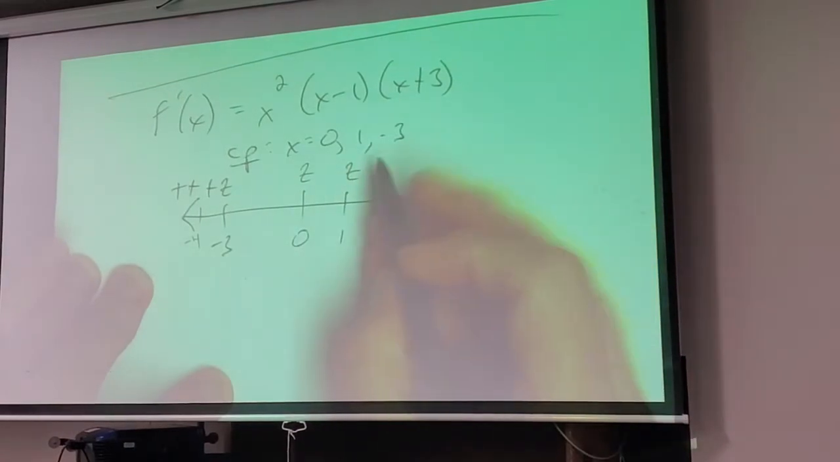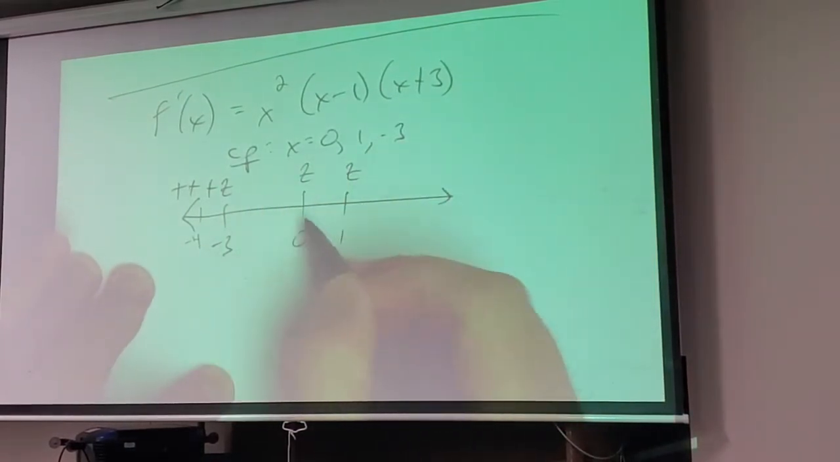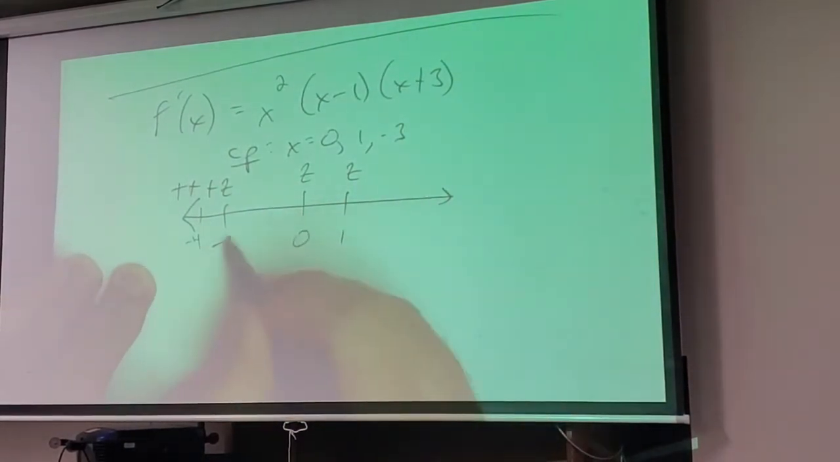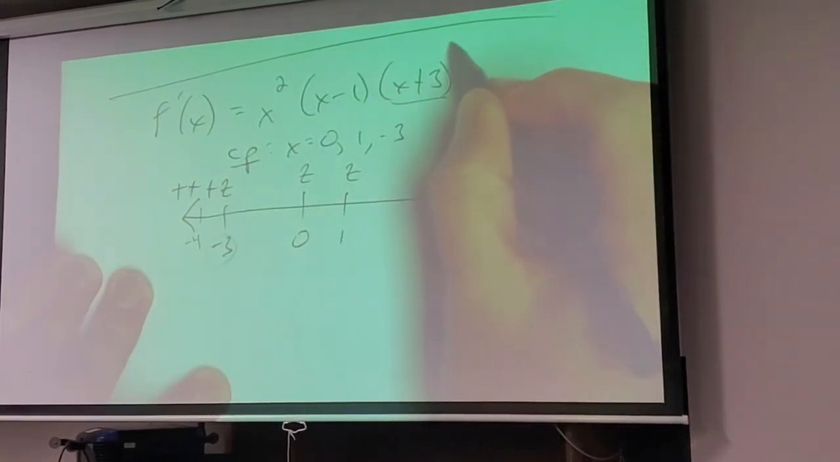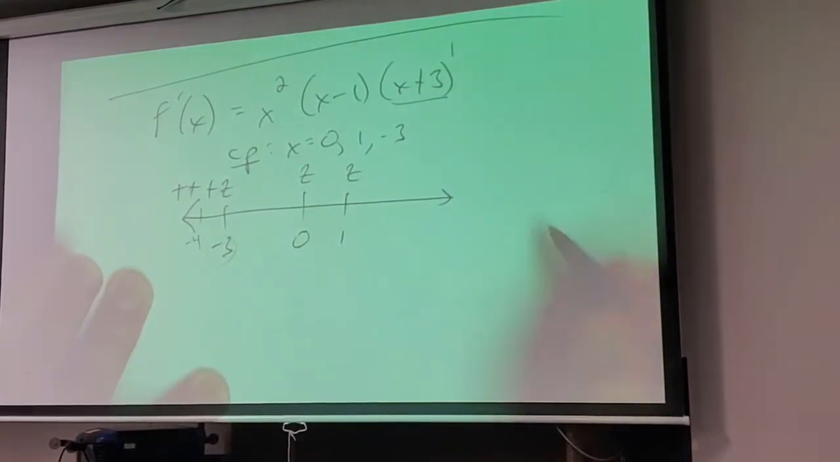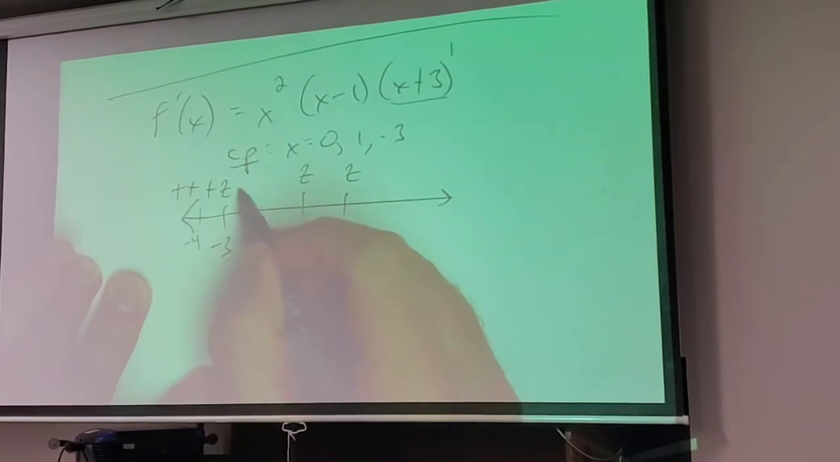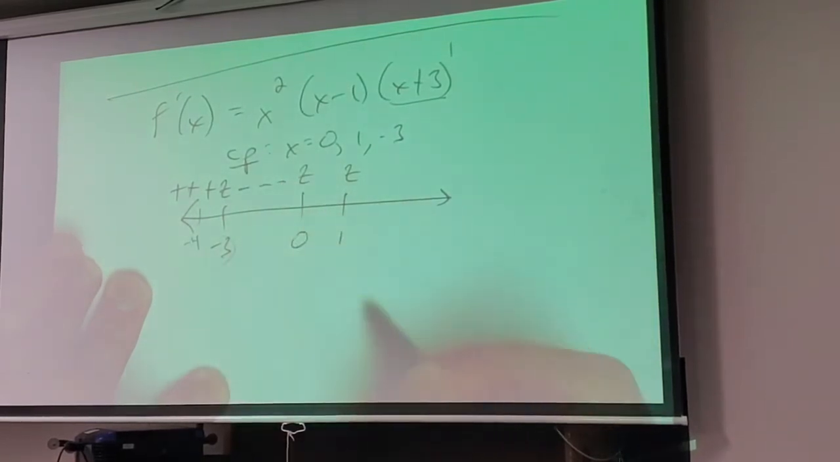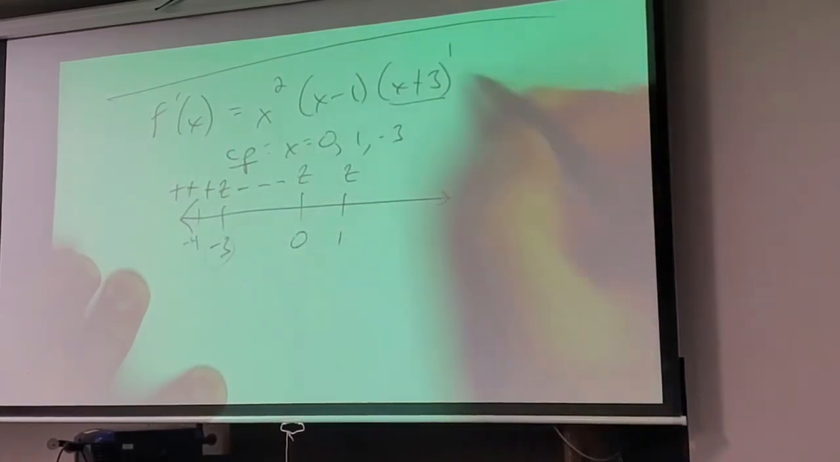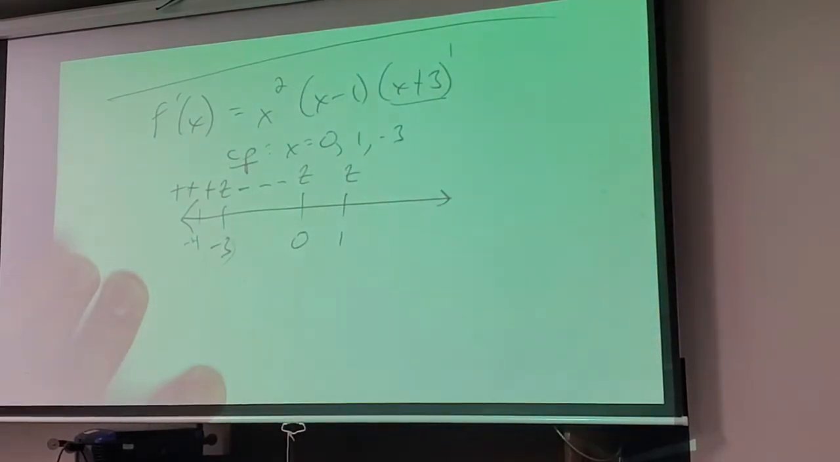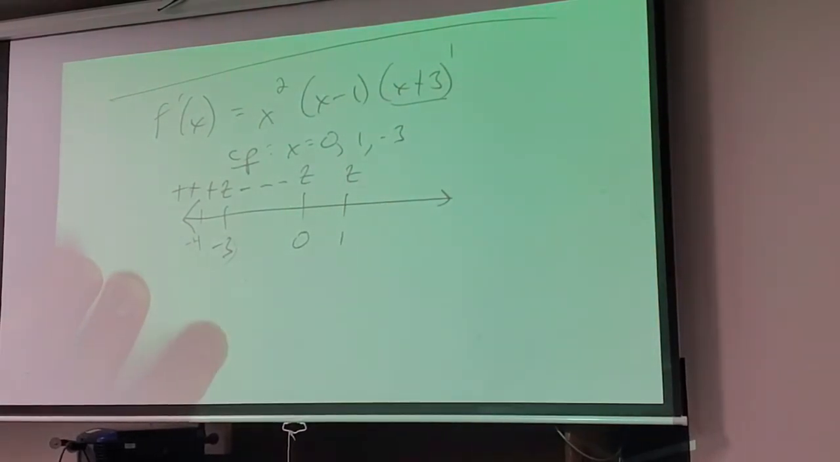Now, what's got to happen here? I don't have to do any work. Where did -3 come from? It came from a piece that was an odd power. So what's got to happen here? It's got to change signs. Multiplicity is 1. It's got to punch through. Therefore, it's got to change signs.